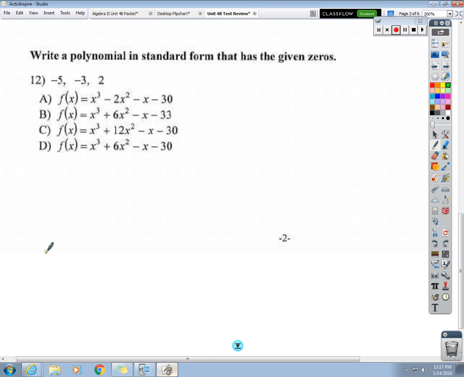Okay, number 12. Write a polynomial in standard form that has the given zeros. Okay, how would you start this?